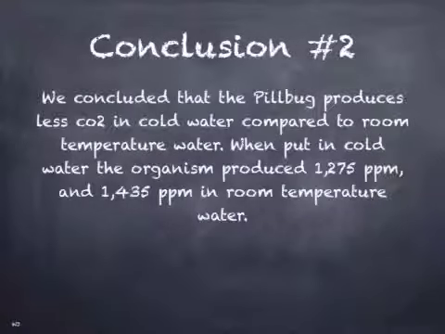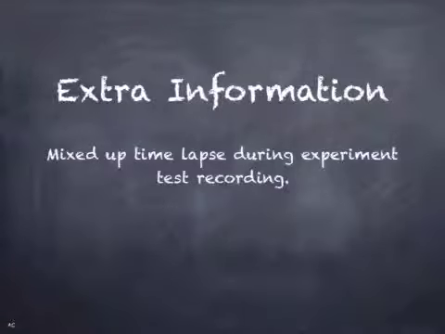Conclusion number 2. We concluded that the pill bug produces less CO2 in cold water compared to room temperature water. When put in cold water, the organism produces 1,275 ppm and 1,435 ppm in room temperature water. Extra information: mixed up time lapse during experiment test recording.